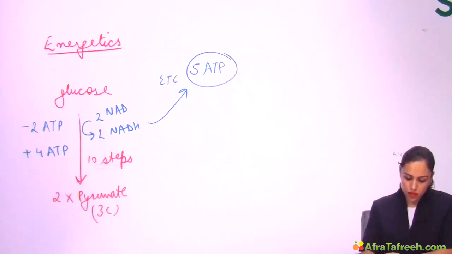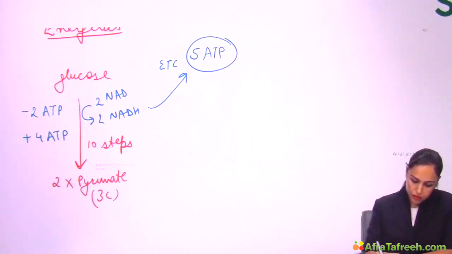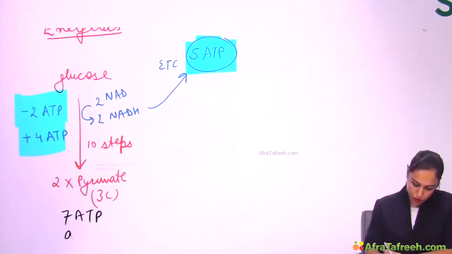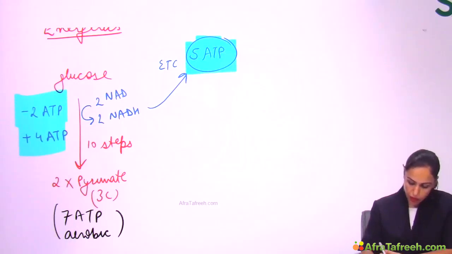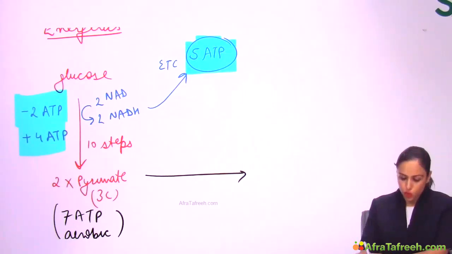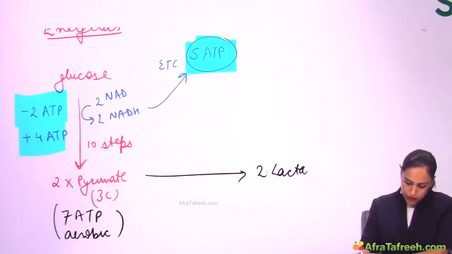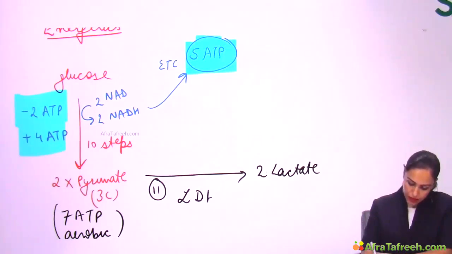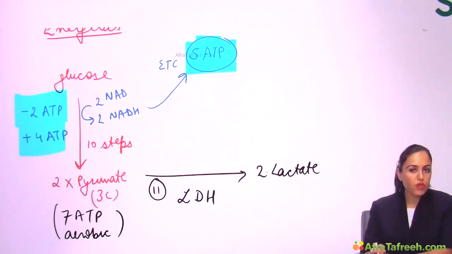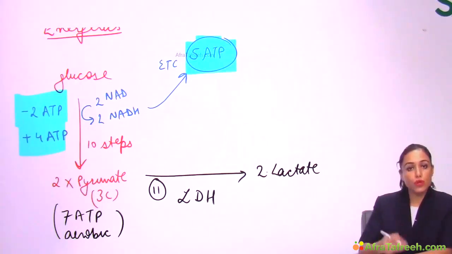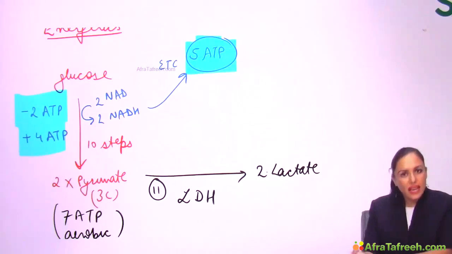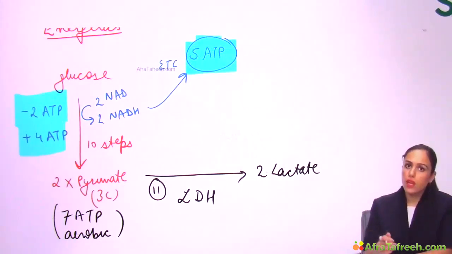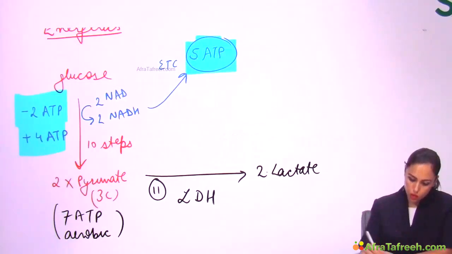So the full energetics is 5 plus 4, that is 9, minus 2, that is 7 ATPs we get in case of aerobic glycolysis, right? But in case of anaerobic glycolysis, these 2 pyruvate get converted to 2 lactate, and this is the 11th step of glycolysis, we can say, and the name of the enzyme is lactate dehydrogenase. You know, whenever there is a dehydrogenase, somebody will come to take hydrogen. Mostly NAD forms NADH. But lactate dehydrogenase is an opposite dehydrogenase. Here NADH will form NAD, right?